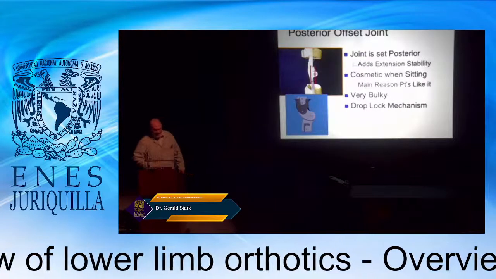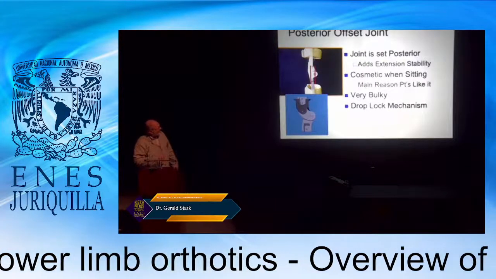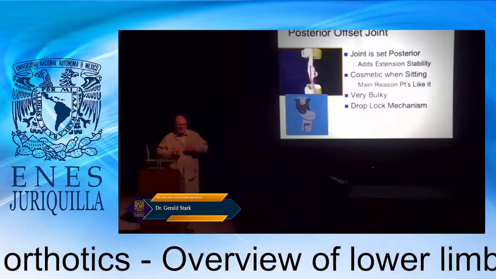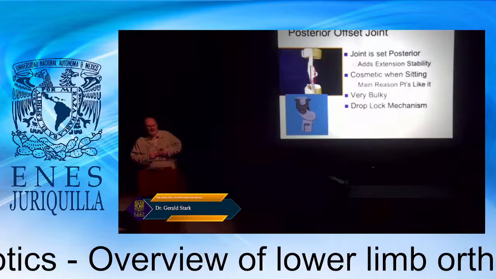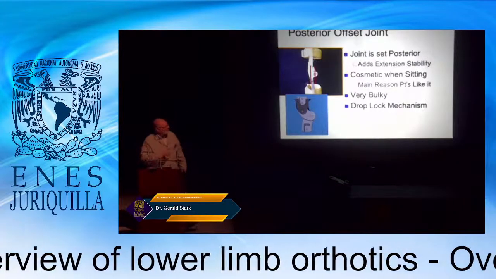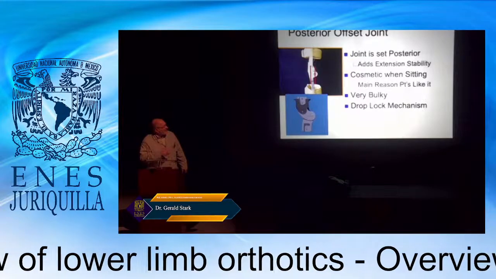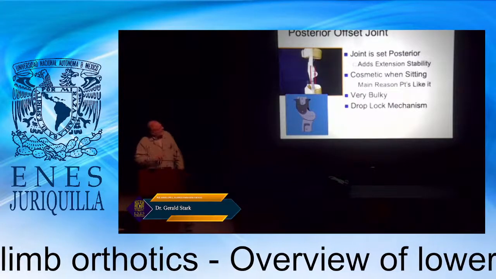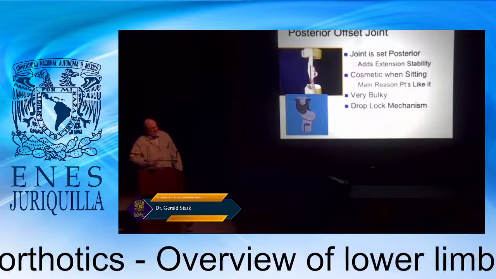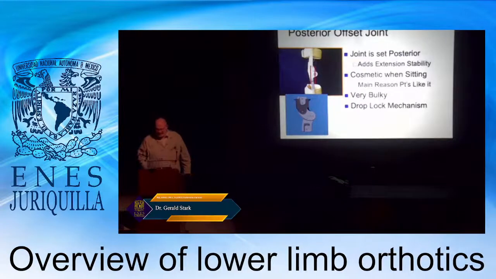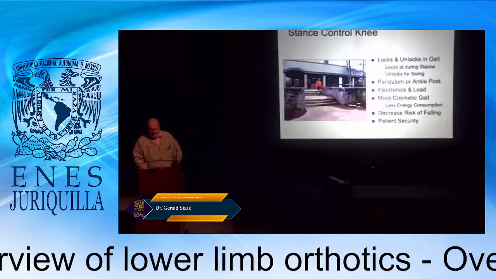Now you can get a thing called a posterior offset joint, and this is a more bulky device, but this is one principle that orthotists can enjoy from prosthetics. Prosthetists are able to position the knee joint posteriorly, and that increases the tendency for knee extension moment. And orthotists can use these offset joints to actually increase the knee extension moment as well if the patient doesn't need to lock the system out.